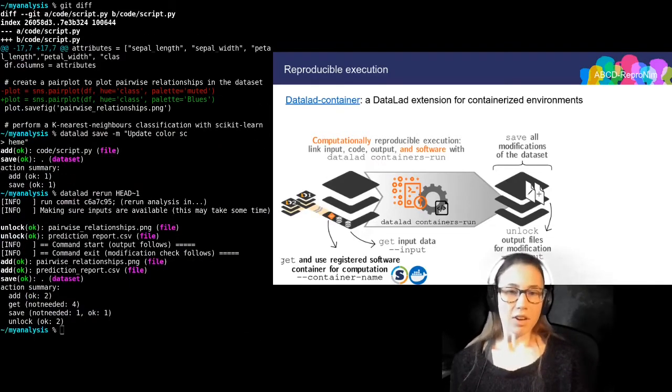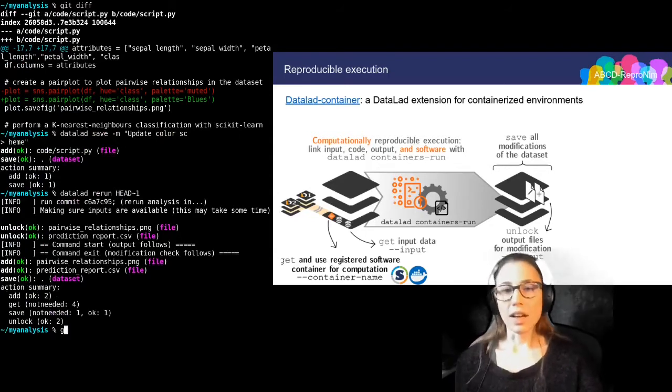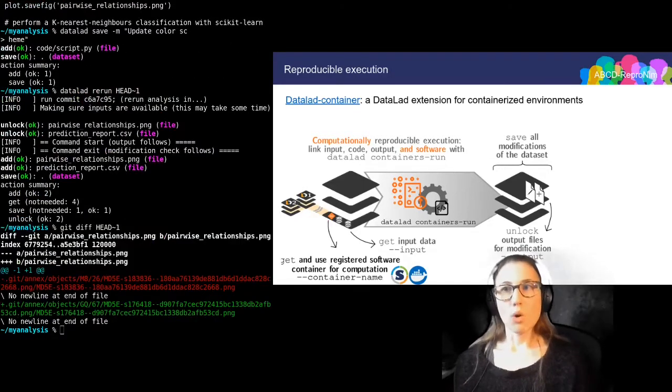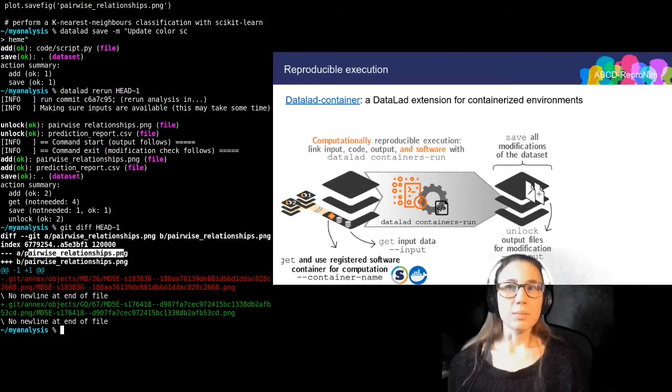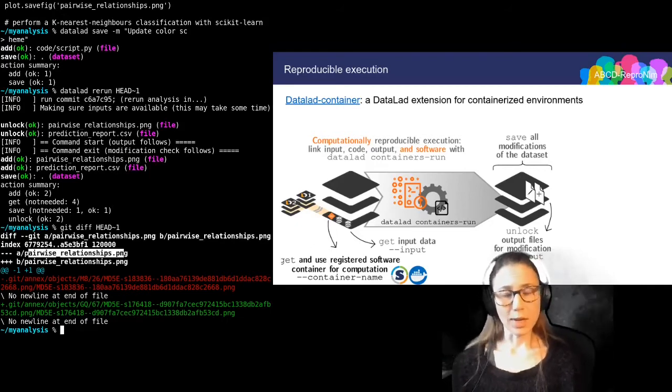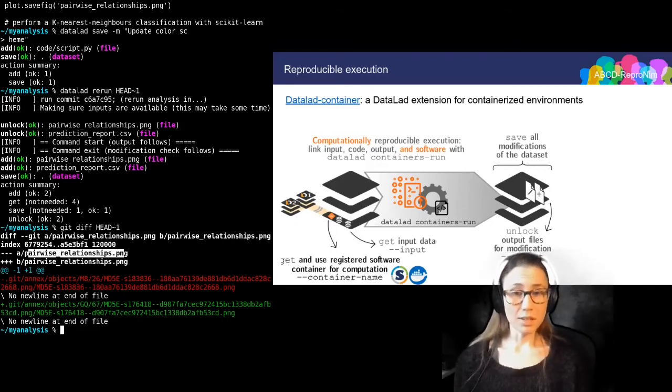And I can verify this by taking a look at the history. For example, I could use a git diff between the current state and the state before that, and you will see that the only modified file is the pairwise relation PNG file. And I can then investigate the precise differences between those files because both of them exist in my history. I can check them out and then pick whichever version I need.